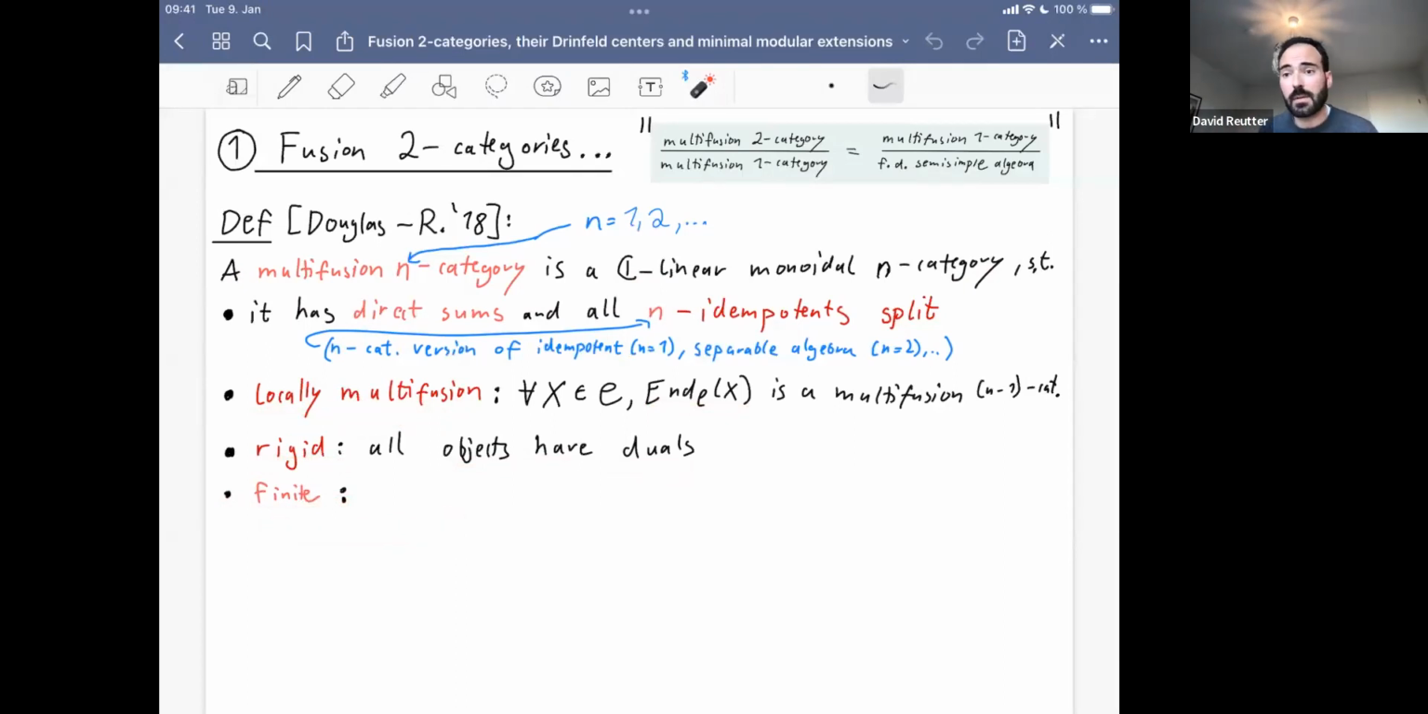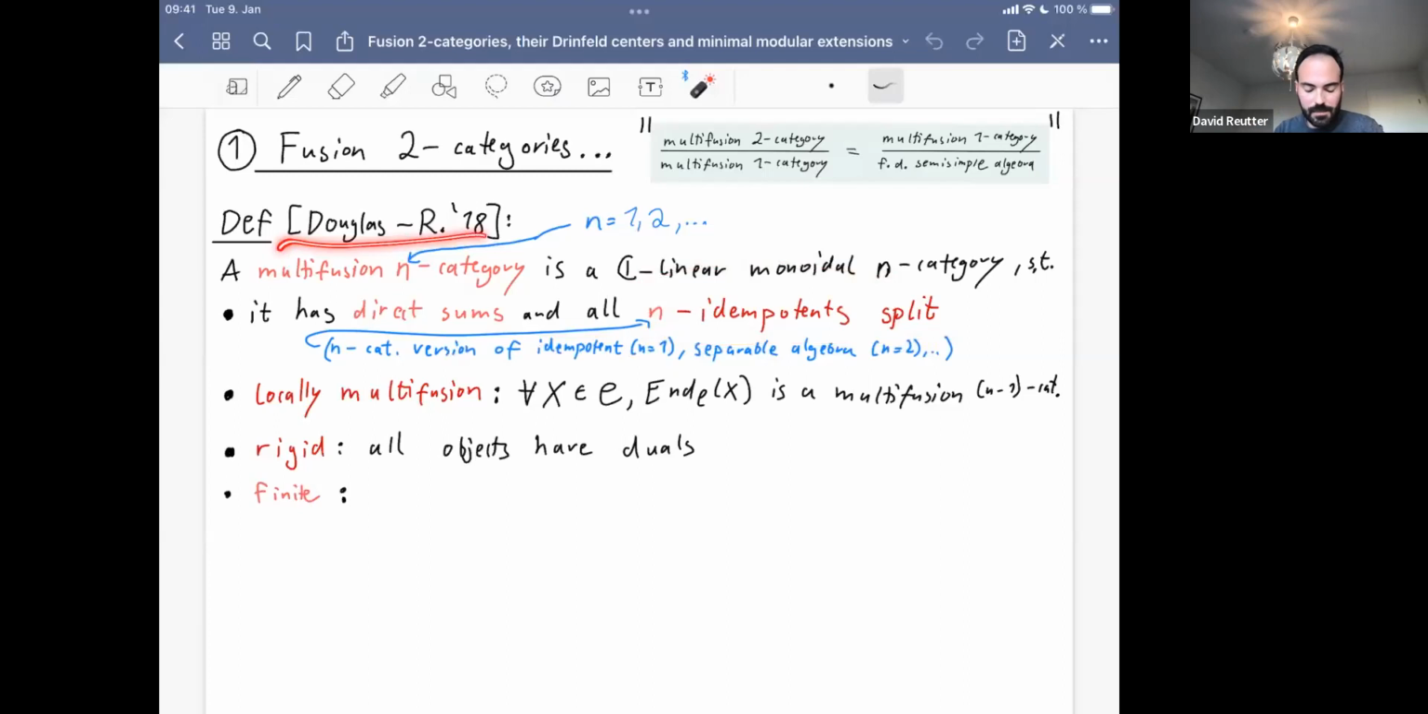So how do we categorify this? Well, we basically write down the same definition. We say a multifusion two category is a complex linear monoidal two category. It has direct sums and all so-called two idempotents split. Two idempotents are a two categorical version of what it means to be an idempotent. It's closely related in the two categorical case to the notion of a separable algebra. And categorically, it comes from Karoubi completion, so it has the correct universal property. That was a big ingredient of the theory, knowing what two idempotents are. And I'm cheating because I'm not going to tell you exactly what they are. For that, you can look at the paper.